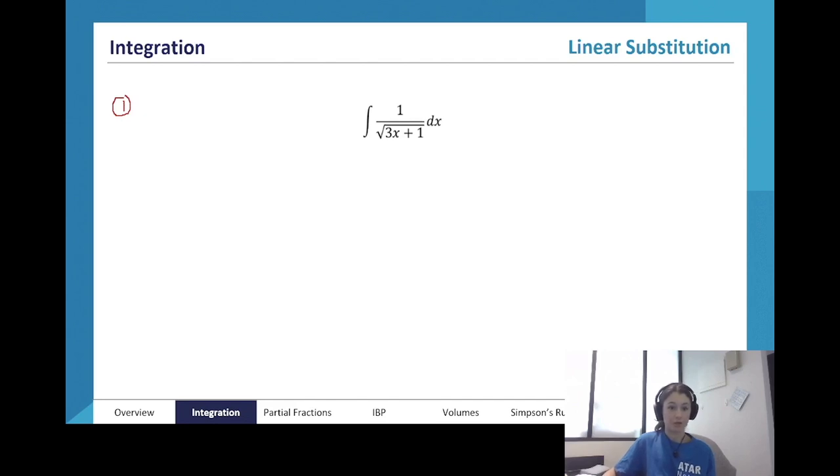is to let u equal the linear component. So the linear component is 3x plus 1. So we're going to let u equal 3x plus 1. So again, first step, let u equal the linear component.